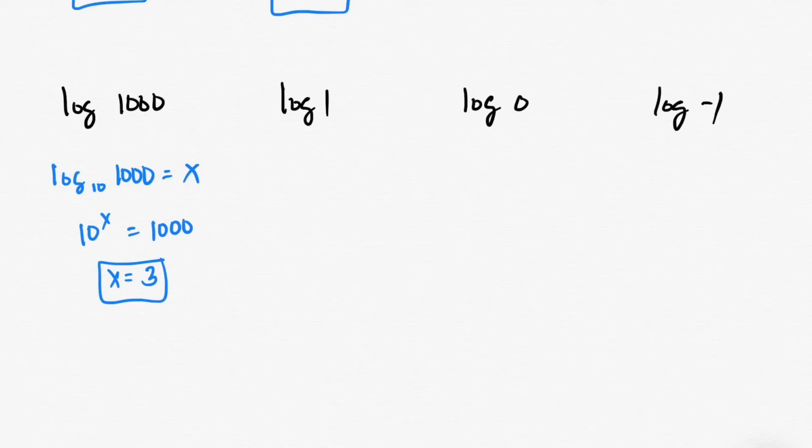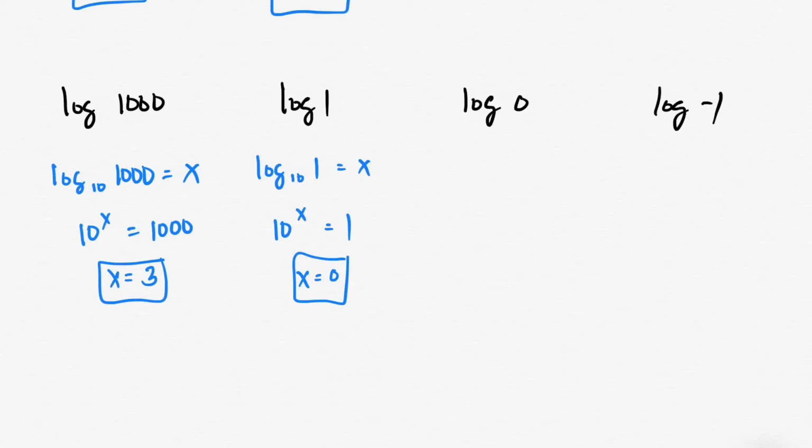Now, question is log of 1. So again, if no base is given, your base is 10. Equate this to x because you don't have the answer. So 10 raised to x is equal to 1. Given that equation, what now should be your exponent so that you will get 1 as the answer? So your exponent should be 0, right? Because any number, raise it to 0, you will get 1. So the answer is 0.